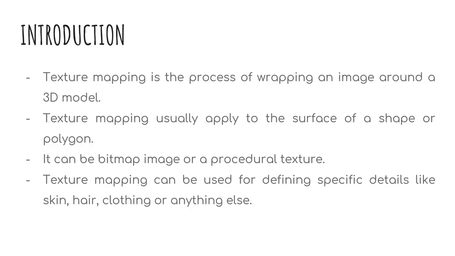What is 3D texture mapping? 3D texture mapping is the process of wrapping an image around a 3D model. It means that we have a texture and we map it onto the 3D model. Texture mapping is usually applied to the surface of a shape or polygon. It can be a bitmap image or a procedural texture. Texture mapping can be used for defining specific details like skin, hair, clothing, or anything else. Everything you see in real 3D objects is 3D texture mapping.